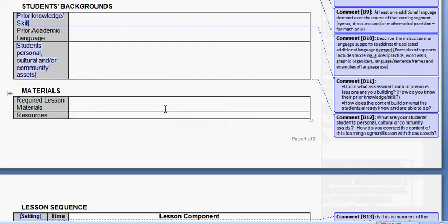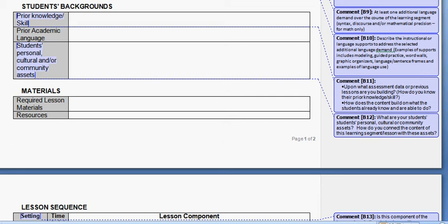Okay, so hopefully you're still with me here. I know this is a very detailed video, but we're back to the student background section of the lesson plan template. So this is where you want to be listing, for prior knowledge, as it says in the comment, you want to be thinking about upon what assessment data or previous lessons are you building? So how do you know what the students know? And how does the content build on what the students already know and are able to do?